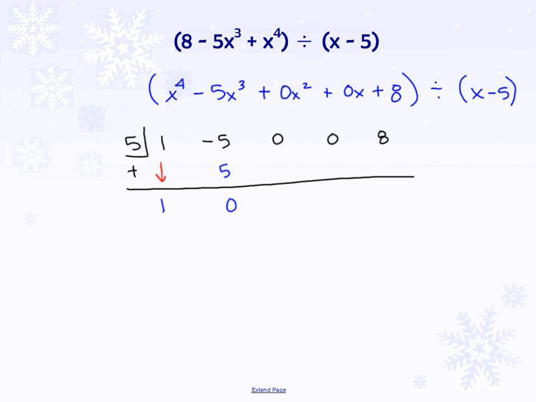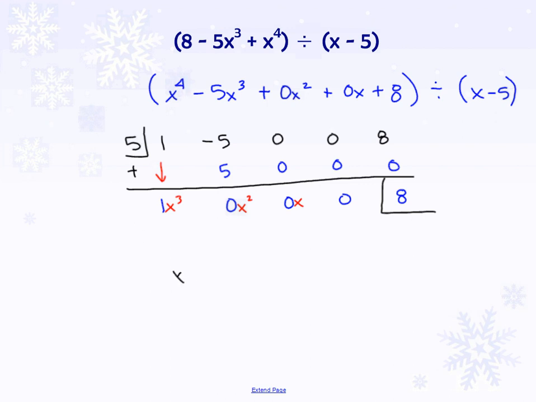5 times 0 is 0. 0, 0, 0, 0. Now when I add these together, I get 8. That's my remainder, so I put it in the box. So this is my constant, degree of 1, degree of 2, degree of 3. Remember, it should be 1 less than whatever the degree of your original is.